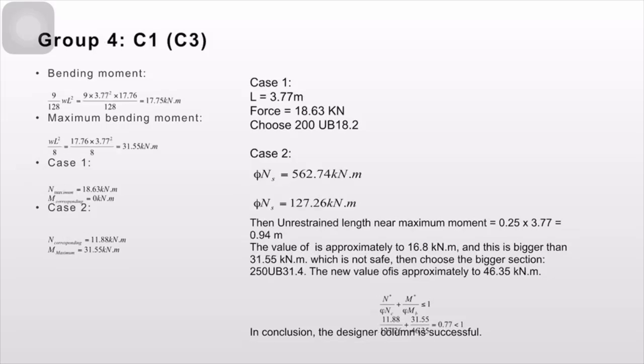And then we design column 1, and in the first case of the design, we choose the section 200 UB 18.2, and we find this is not safe again. Then we choose the bigger section 250 UB 31.4, and then we find this is safe.